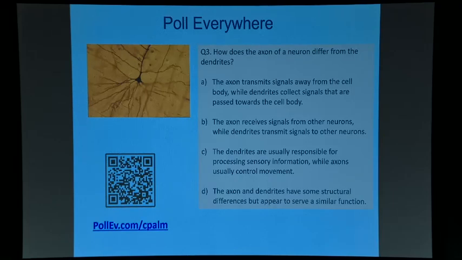Okay, so that seems to be a pretty straightforward one for the class as well. Almost everyone chose A, and again, that's the correct answer. We've talked about the different functional roles that axons and dendrites have in communicating with other neurons. C isn't quite correct because neurons are involved in processing sensory information. Sensory neurons and neurons that control movement will typically have both dendrites and axons. So that isn't quite correct.